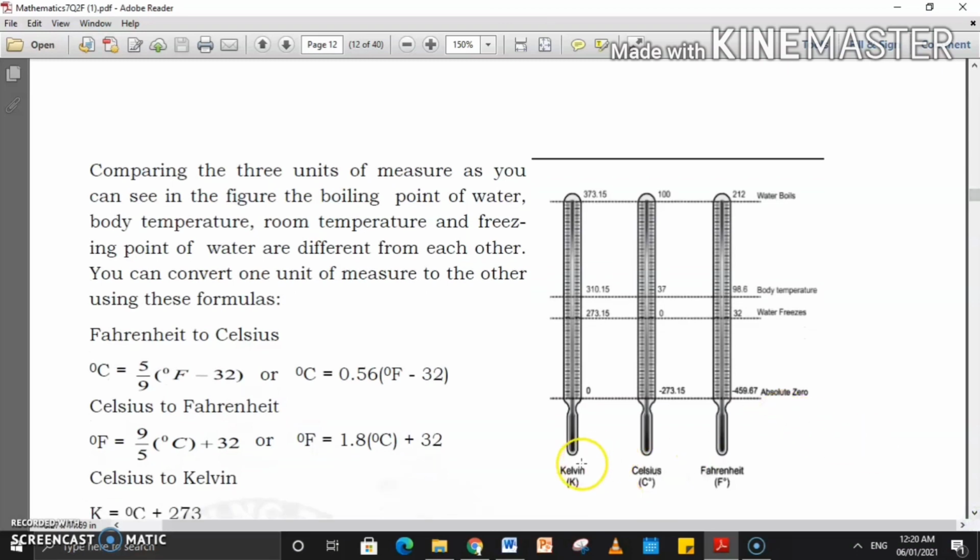If we are going to compare the three units of measure in temperature, we can see the difference between the boiling point of water, the body temperature, room temperature, and the freezing point of water. Like for example, dito muna tayo sa Kelvin. At 373.15 Kelvin, kumukulo yung tubig. Pagdating sa Celsius, at 100 degrees Celsius, saka pa lang kukulo ang tubig. And then sa 212 degrees Fahrenheit, doon nagbo-boil ang water.